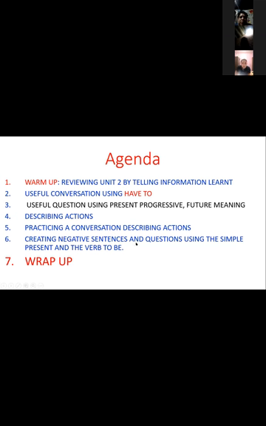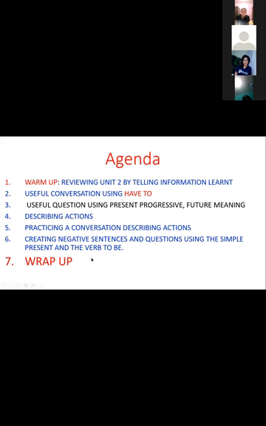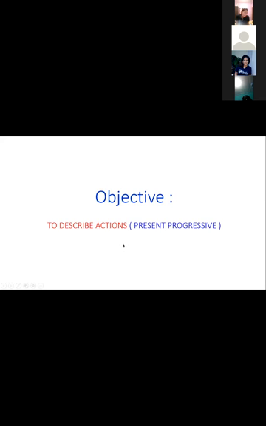Creating negative sentences and questions using the simple present and the verb to be. Excellent. And Alicia, number seven. Wrap up. Alicia, the objective, please. To describe actions. Present progressive. Perfect, thank you.